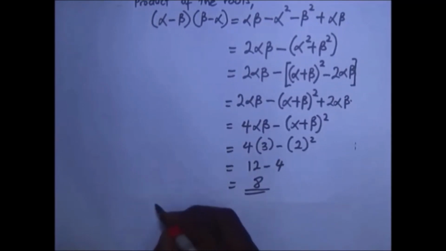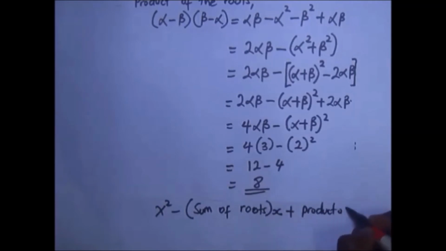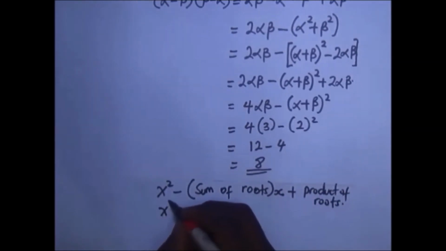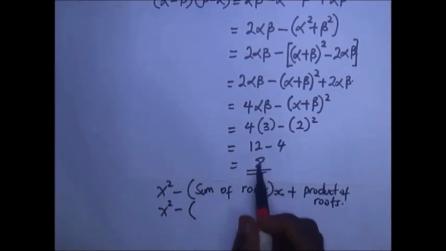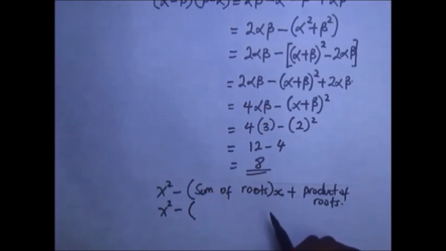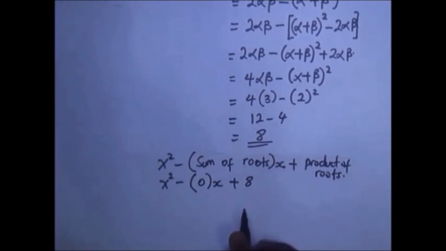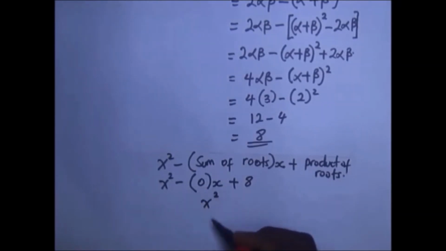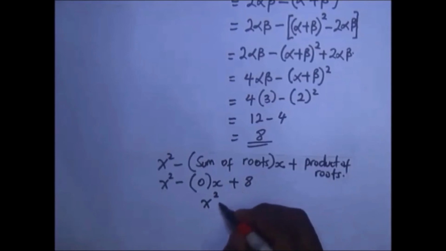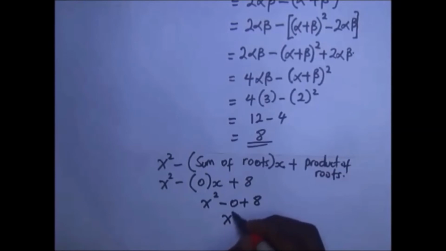So we start formulating our equation by simply saying that it's going to be equal to x squared minus the sum of the roots, and we got the sum of the roots as 0, x plus the product of the roots, which is 8. So of course our quadratic equation will end up being x squared. This term will die, so it's going to be x squared minus 0 plus 8. So we shall end up with x squared plus 8.